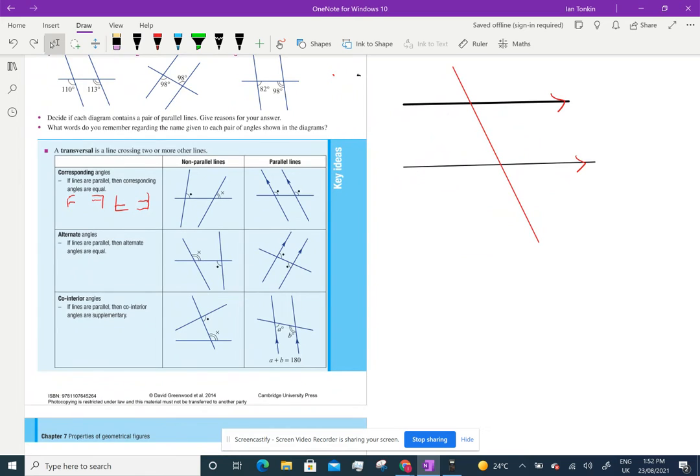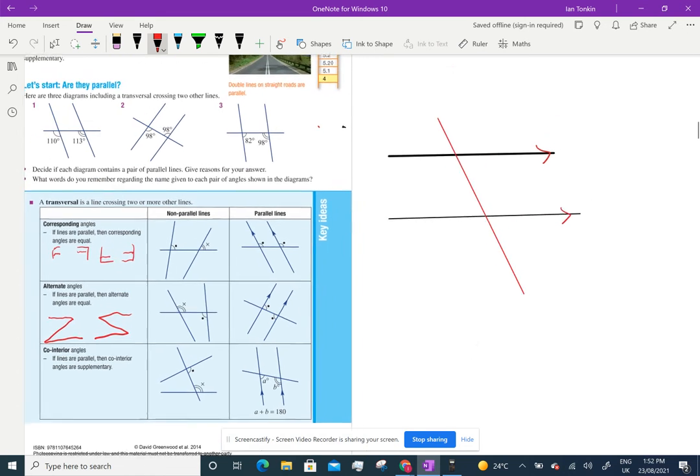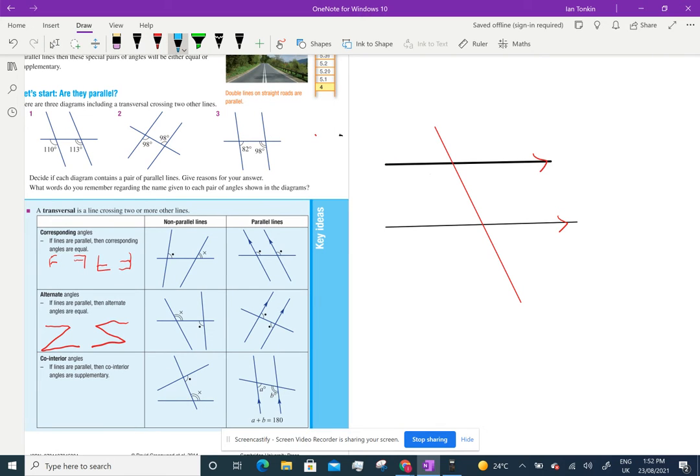The next one, alternate angles. Now, alternate angles make a Z. And the Z can be the right way around or back to front. So here we go. This angle and this angle are equal. And can you see the Z?